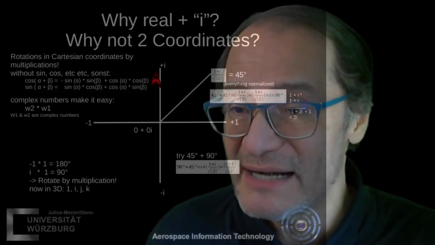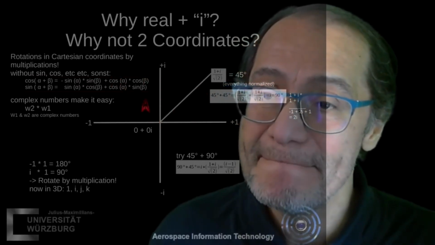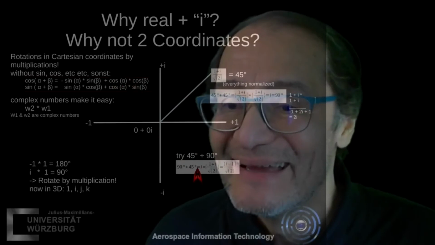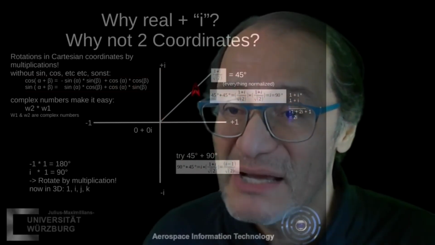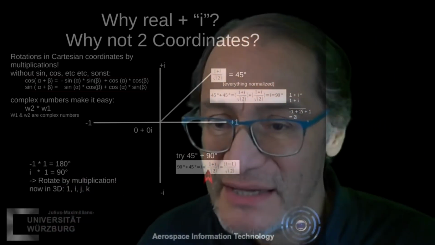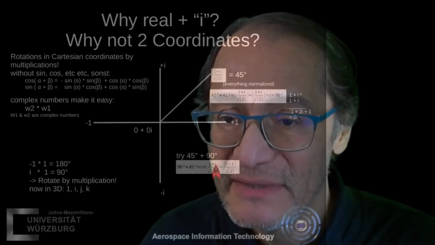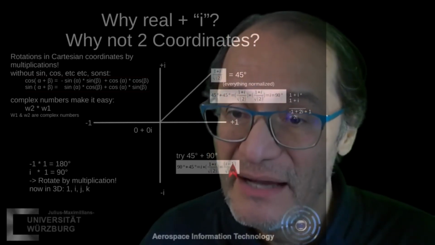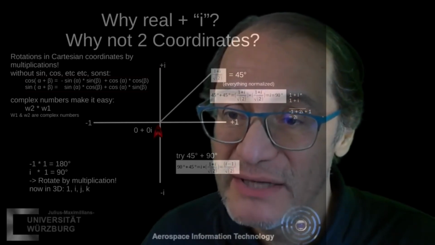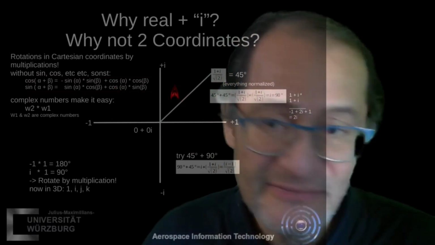Okay, and now let's try 90 degrees plus 45 degrees. The result shall be somewhere here. And this is the example 1 plus i times i, which is 90 degrees, times 1 plus i. The normalizing, let's do it later, yes? Then the result will be i times 1 is i, i times i is minus 1, and then you have i minus 1. And this i minus 1 will be somewhere here. And you can see this is 45 degrees plus 90 degrees.